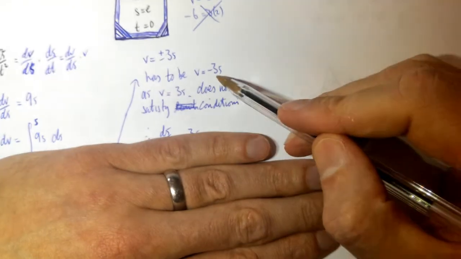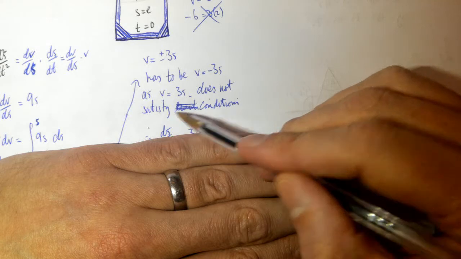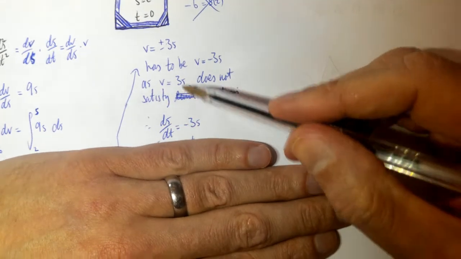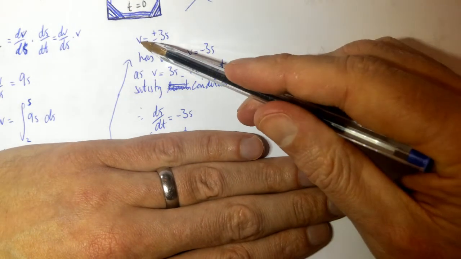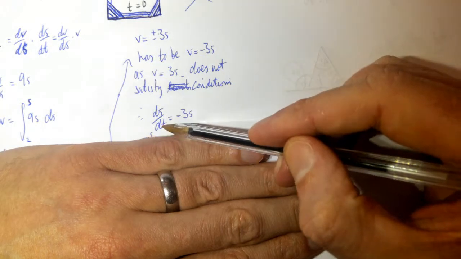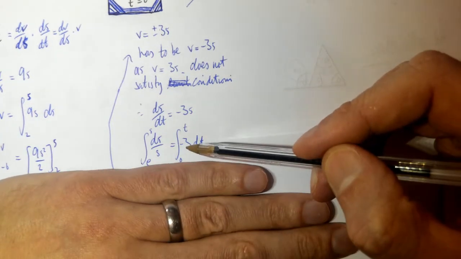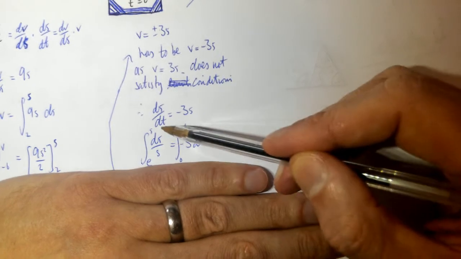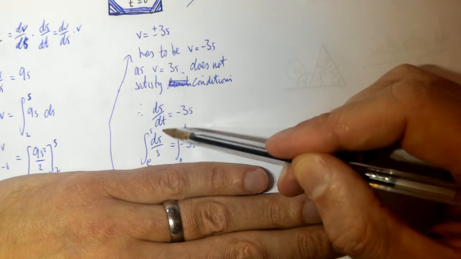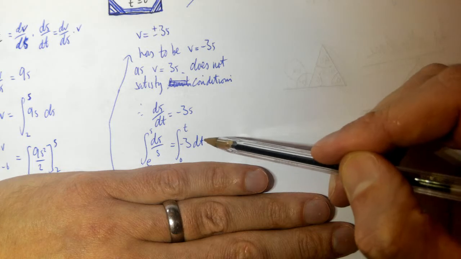Has to be v is equal to minus 3s, as v equals 3s does not satisfy the condition. So we're going to substitute now, go back to v is ds by dt. So ds by dt is equal to minus 3s. Go into our integration, bring the s down, dt up. Now we've got a relationship between s and t.